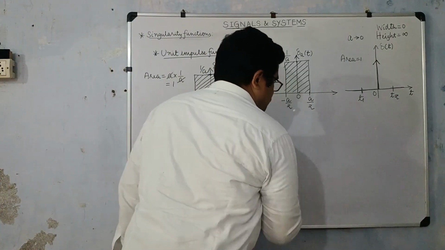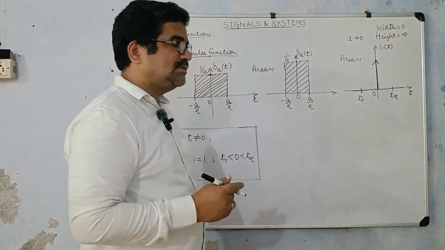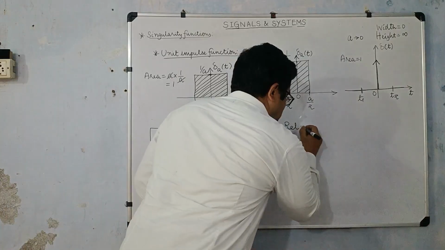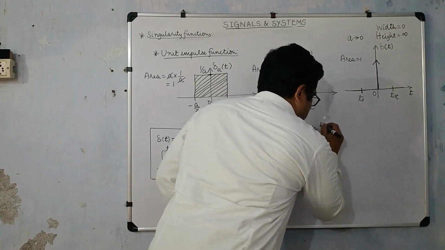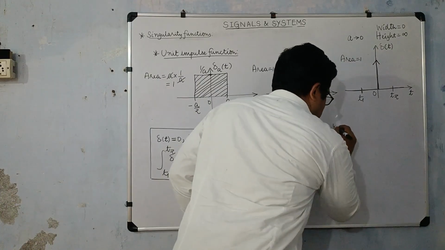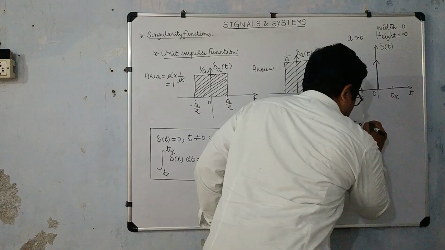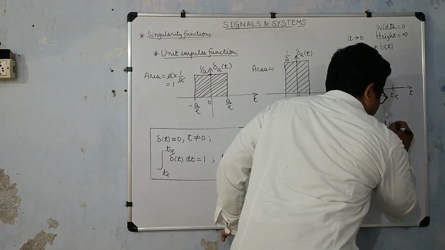Now the unit impulse function and the unit step function, they have certain relation. Okay, so we can write the relation between unit step and unit impulse function.